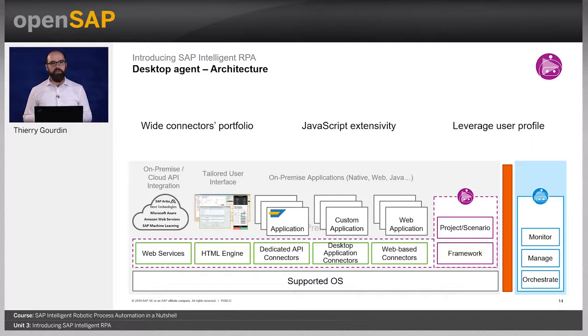The automations are developed by using a framework based on JavaScript. Its extensibility and openness allow performing many other actions, such as connecting to any API or creating tailored user interfaces. Once installed, administrator privileges are never required on the machine anymore. The desktop agent will simply leverage the user profile and its Windows credentials.